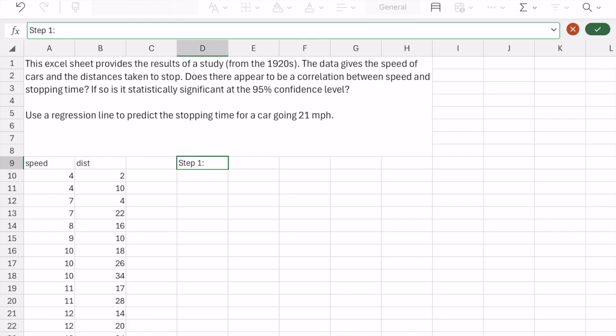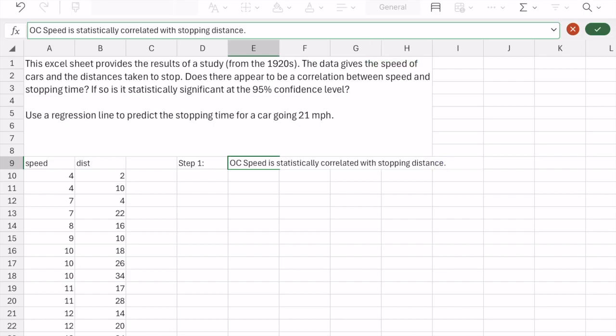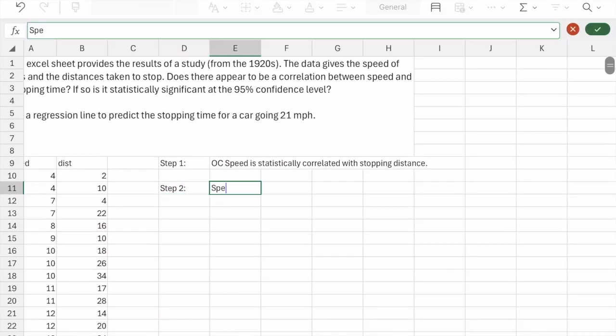Step 1, the original claim: speed is statistically correlated with stopping distance. Step 2, the opposite of that: speed is not correlated with stopping distance. Step 3.